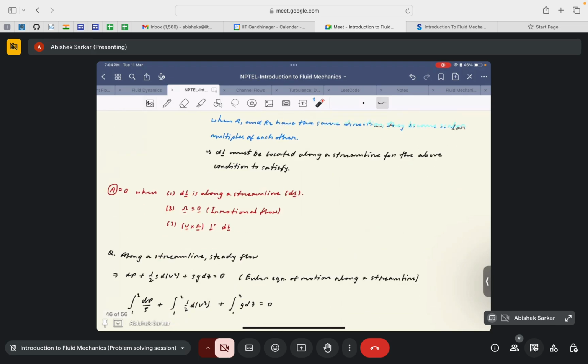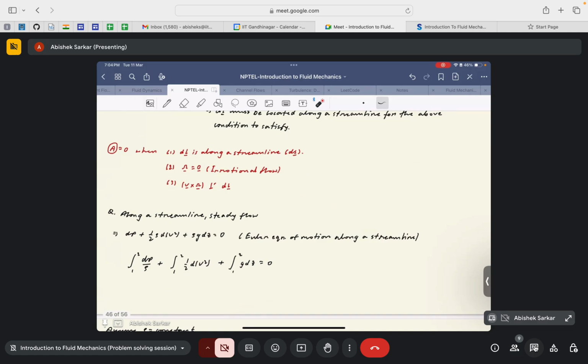So we are left with dp plus half rho d(v squared) plus rho g dz is equal to 0, which is the Euler's equation of motion along a streamline. Okay, it's not yet the Bernoulli's equation, because for Bernoulli's equation there are certain assumptions that need to be satisfied, which we'll eventually see.